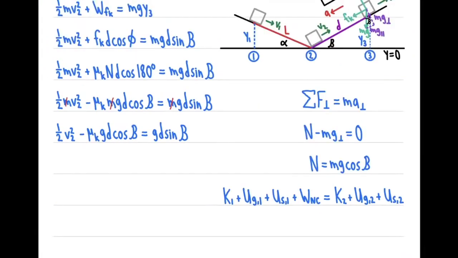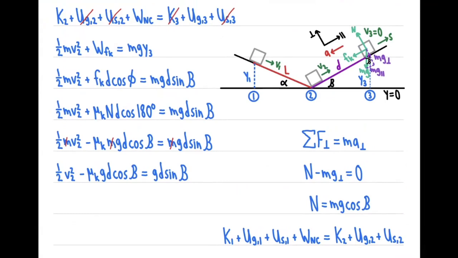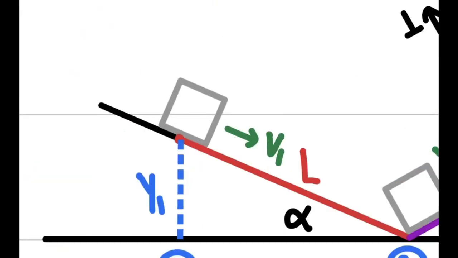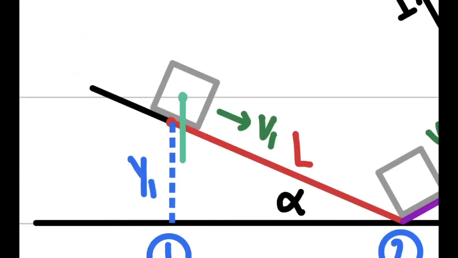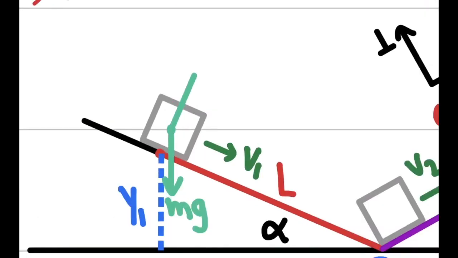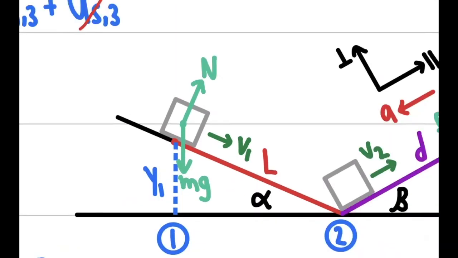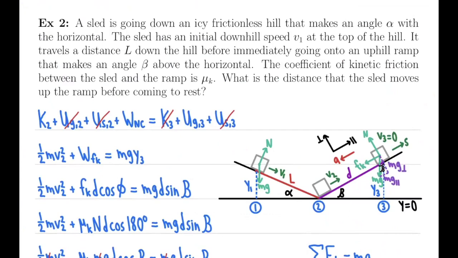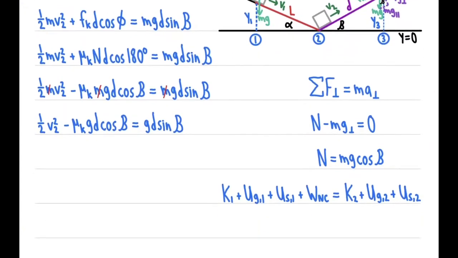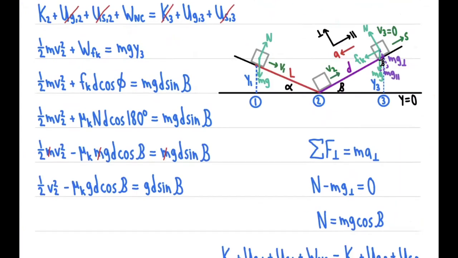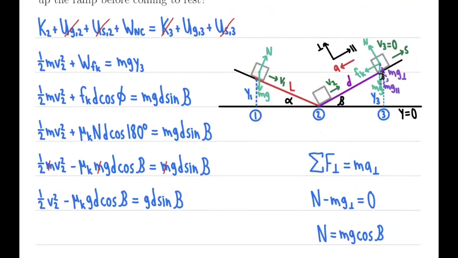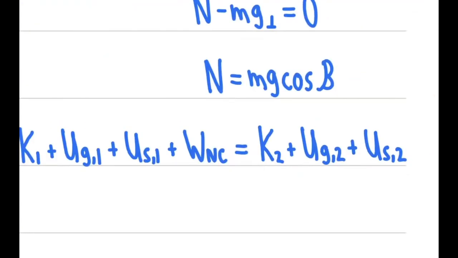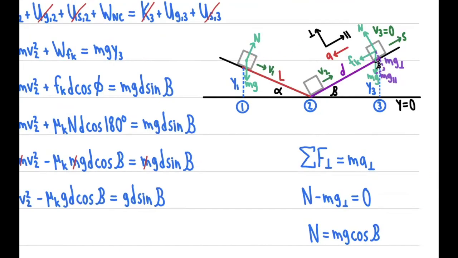Okay, so let's look at the forces acting on the sled at position 1. So we have gravitational force, we got mg, we got the normal force. Is there anything else? Well, no friction. Icy frictionless hill. So those are the only forces, just N and mg. So there are no non-conservative forces from 1 to 2. So W_NC is 0. The normal force does no work because it's perpendicular to the displacement.